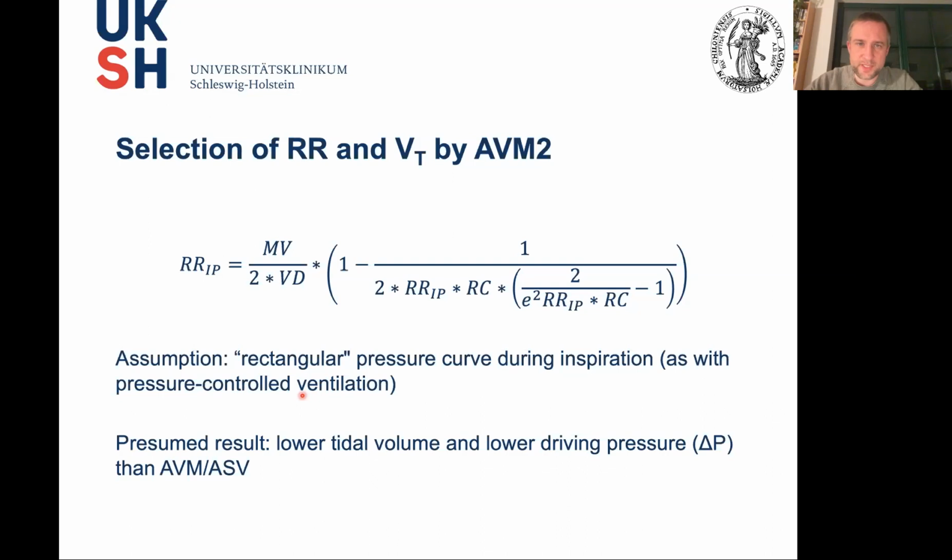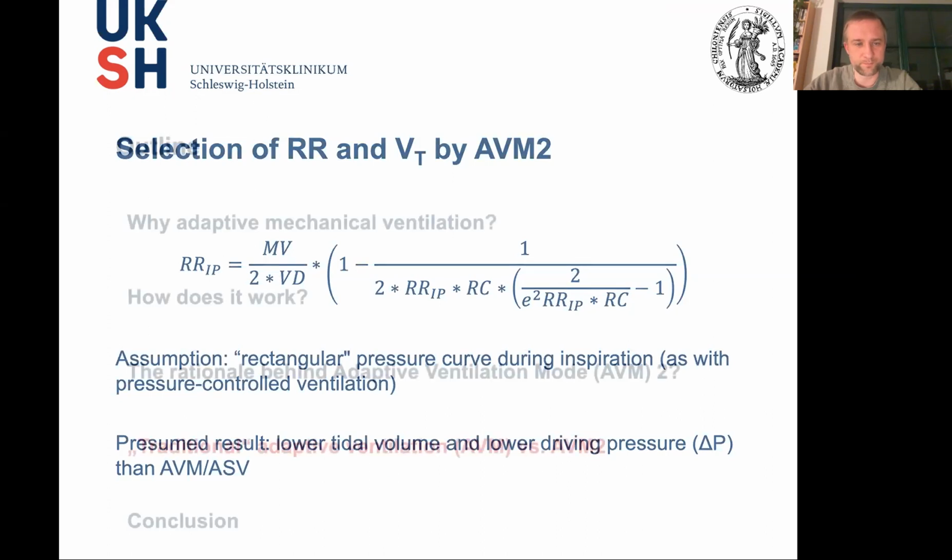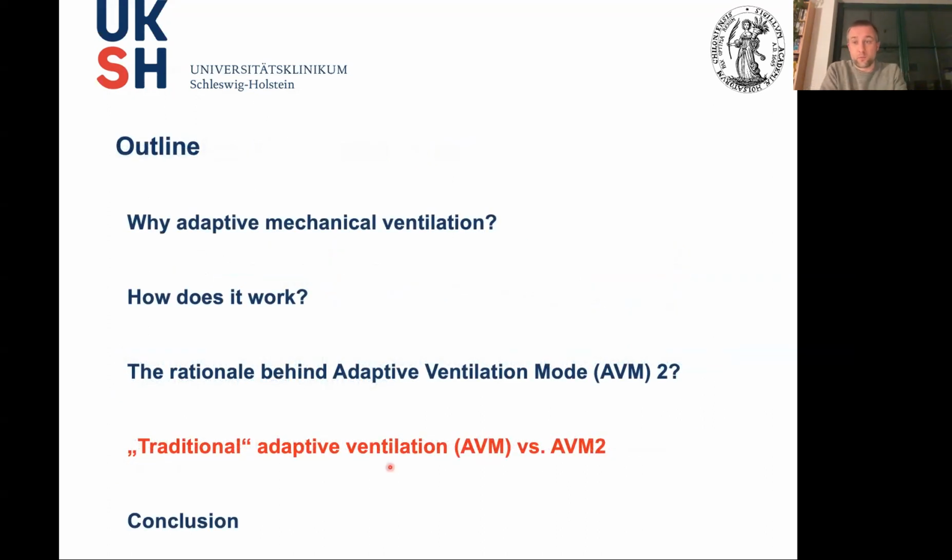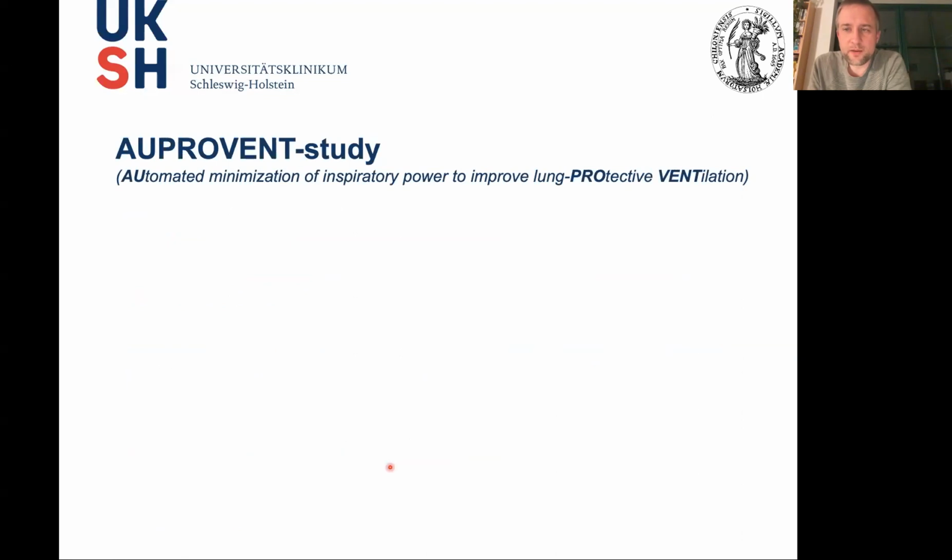Van der Staaij and Chatburn did some simulations, and they presumed that this way of calculating respiratory rate and tidal volume combinations would result in lower tidal volumes and lower driving pressure than the traditional method of calculating it according to the Otis equation. And so we wanted to test this in clinical reality. That's why we performed a small pilot study comparing adaptive mechanical ventilation according to the Otis equation with adaptive mechanical ventilation as it was proposed by van der Staaij and Chatburn.